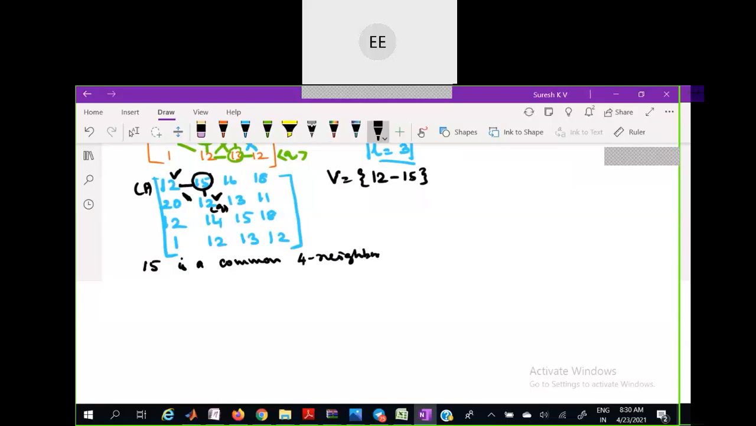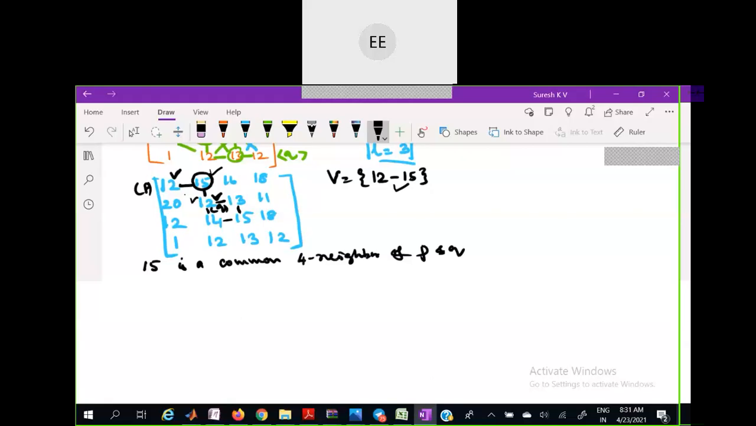Is my point clear? Yes, sir. Because it is in the set. If this were to be say 16, then I could have connected 12 and 12 here in this way. But since it is 15, it is from the set V, and it is a 4 neighbor of both P and Q. So that is why this connectivity is not there. I hope you have understood it. Now coming to 12 and 13, they are connected. 13 and 15 are connected. 12 and 14 are connected. 14 and 15 are connected.